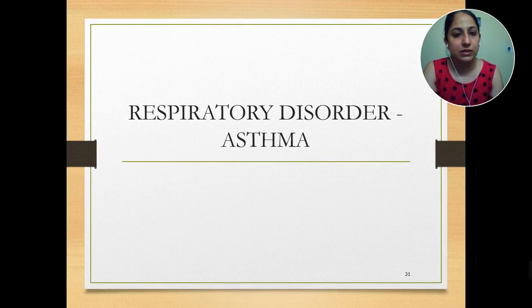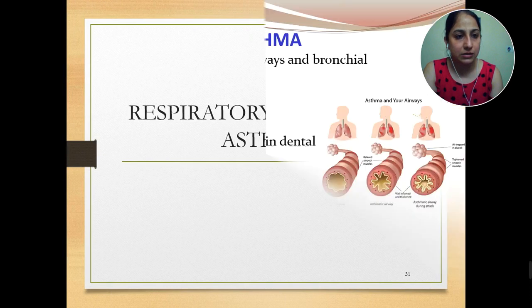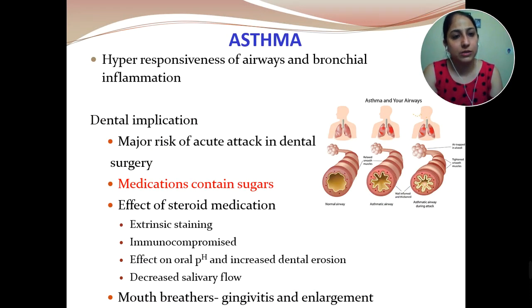Now let's see the respiratory disorders in children, that is asthma. What is asthma? It is a hyperresponsiveness of airways and bronchial inflammation. The dental implication is a major risk of acute attack in dental surgery. Suppose we have not taken a case history and suddenly, when you are doing a dental procedure, the child might suffocate. So if we are not aware that the child is asthmatic, it becomes difficult to handle the situation. Medications contain sugars, so these children are more at risk for developing dental caries.